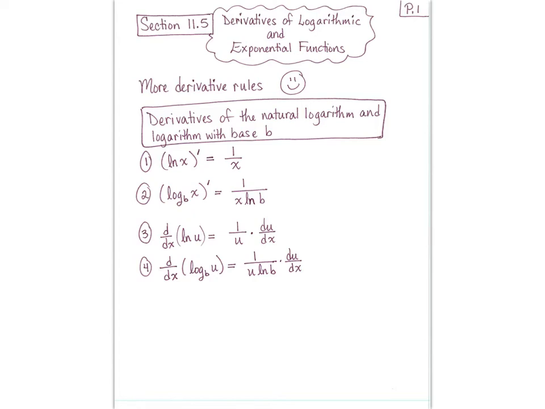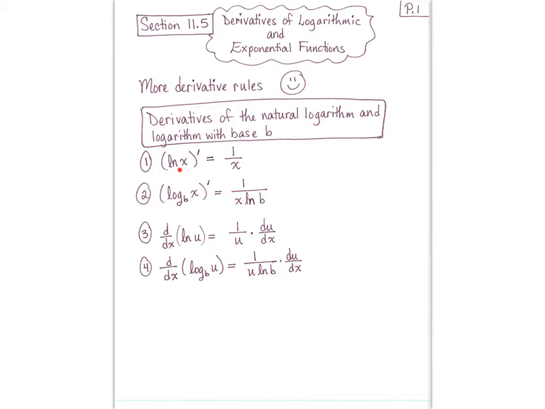Hi everyone. So now we're going to start section 11.5. Just a quick recap. Remember we talked about the product and quotient rules, and we also talked about the chain rule before spring break. So now we're going to talk about the derivatives of logarithmic and exponential functions, and we're going to incorporate some of the rules we learned before with what we're learning now. So first things, derivatives of natural logarithm and logarithm with base b.